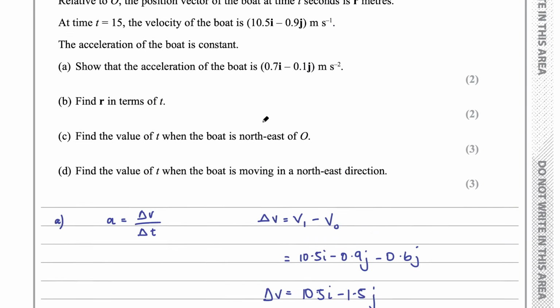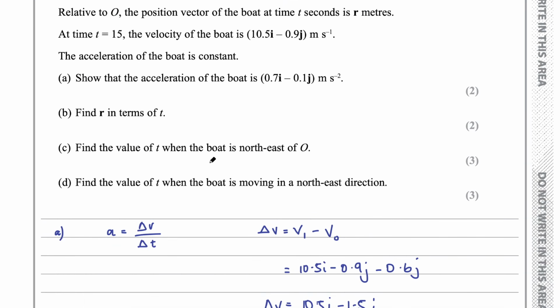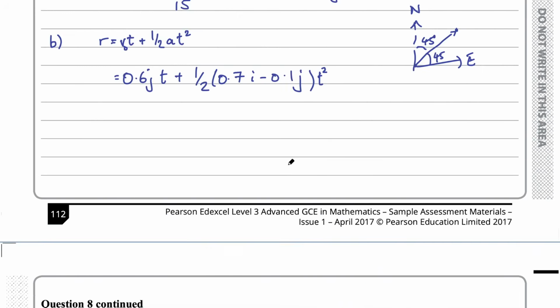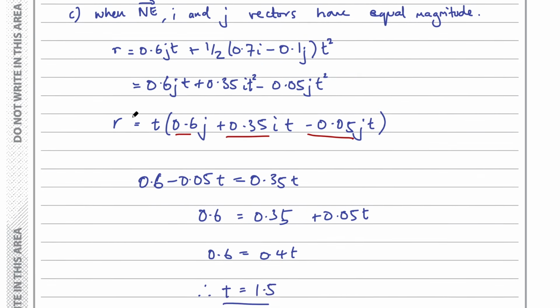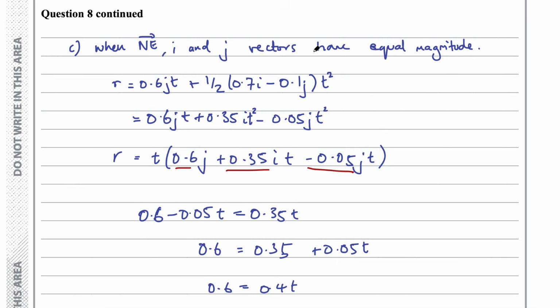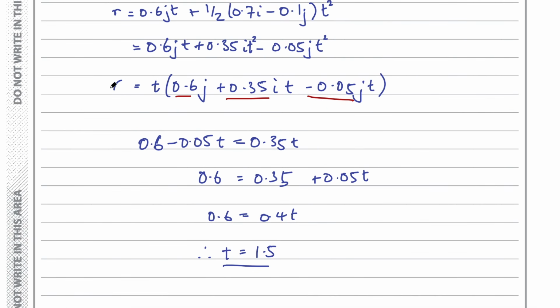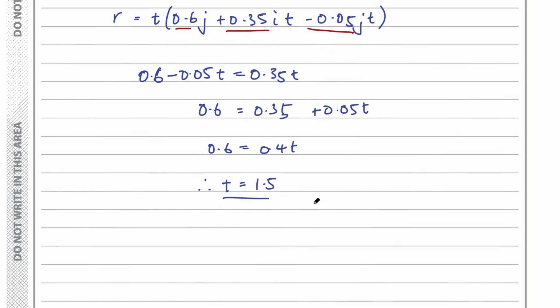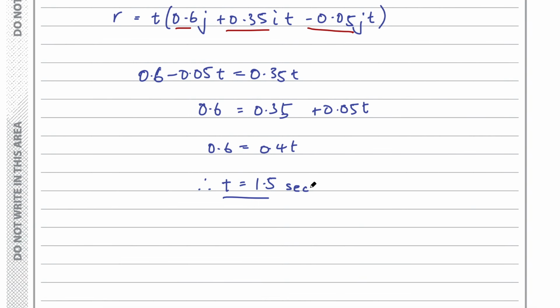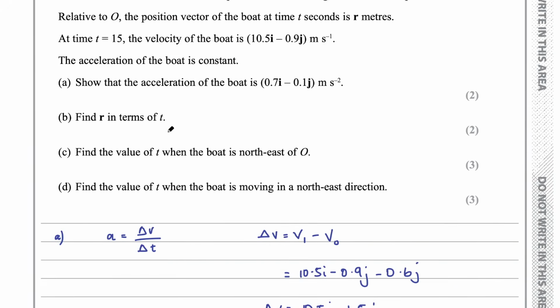Okay, so let's just double check the question. They want us to find the value of t when the boat is northeast of O. So what we said was when the boat's northeast, i and j vectors have equal magnitude. We came up with an equation and we solved for t for when those magnitudes would be equal. And we ended up with a time of 1.5 seconds. Okay, so that's part C.